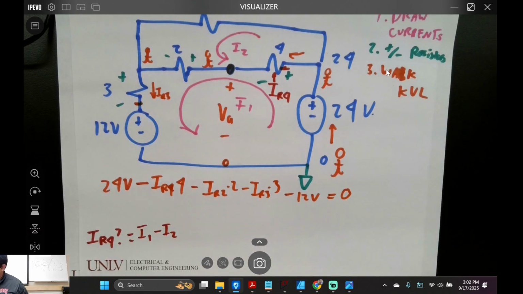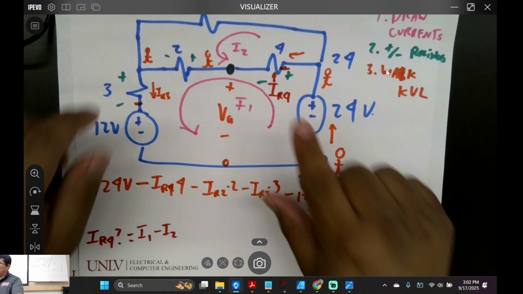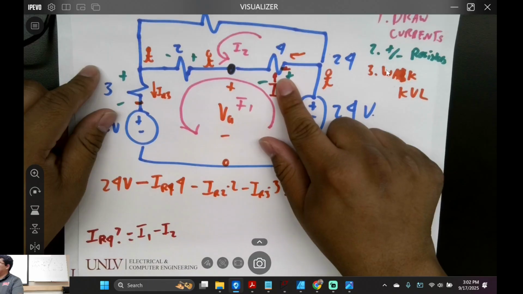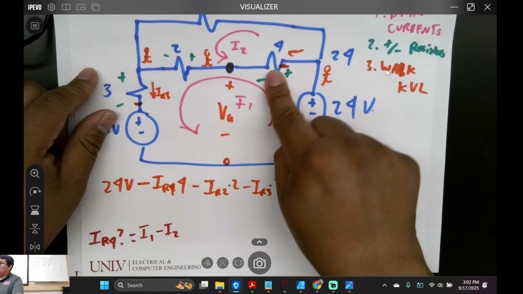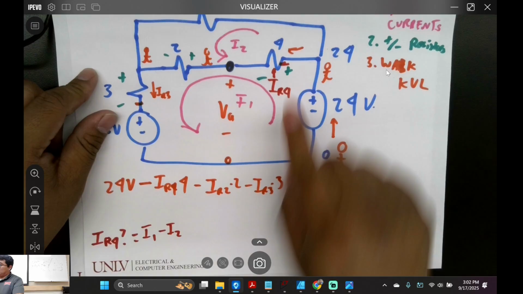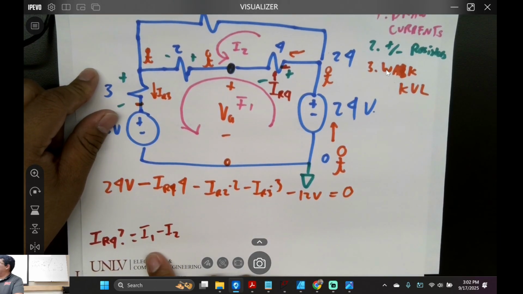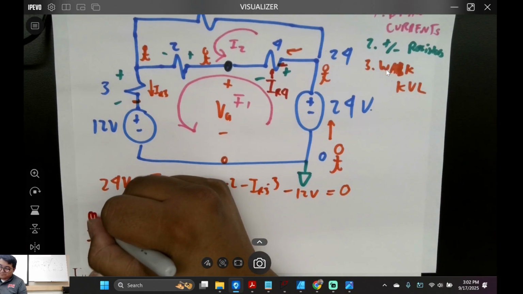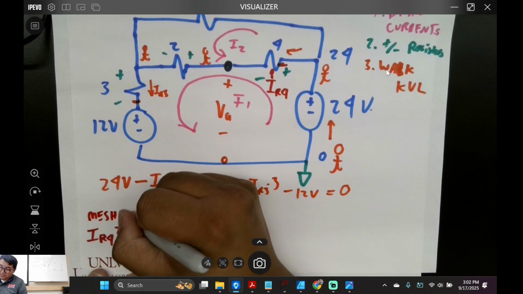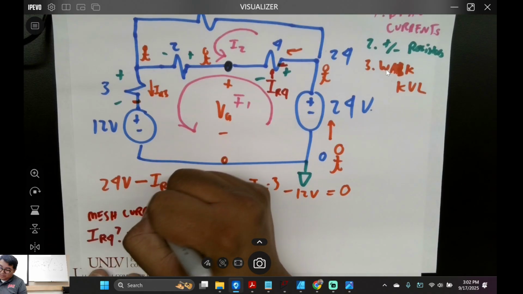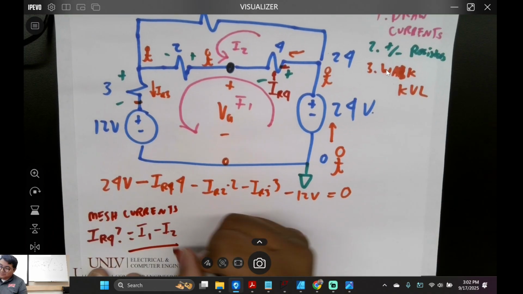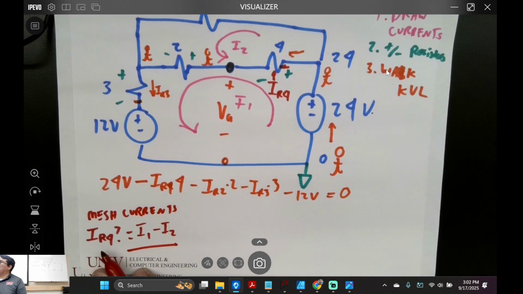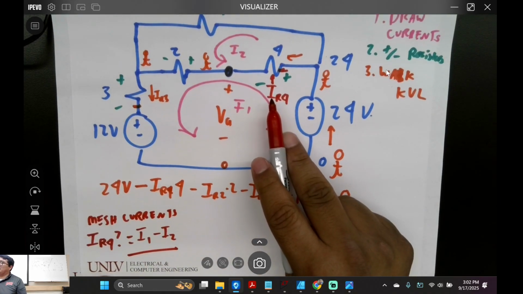Now, why didn't I just skip steps? I'm trying to show you guys your fundamentals. What's the current in this resistor? Well, it's just whatever current flows through that resistor. But it's going to be based off these two currents, these two mesh currents. This is what it's called. This right here is called mesh currents. That's what these guys are. So you're meshing these currents to give you the total current going through that resistor, right?